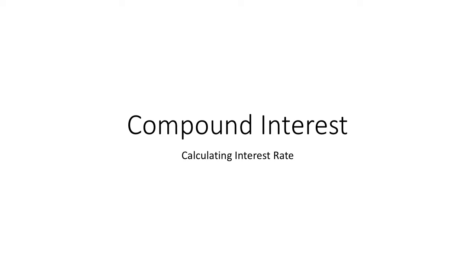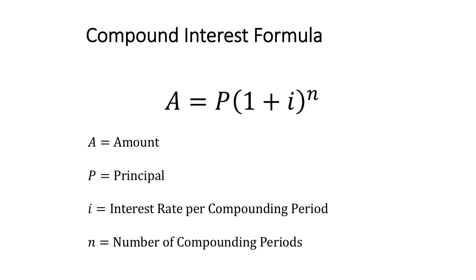This video is going to have a look at using the compound interest formula to be able to determine the interest rate if we know all of the other variables within the formula. So the compound interest formula is A is equal to P(1 + I)^N. So A is going to be the total amount you're going to have after the given period of time. P is the principal or the starting amount.